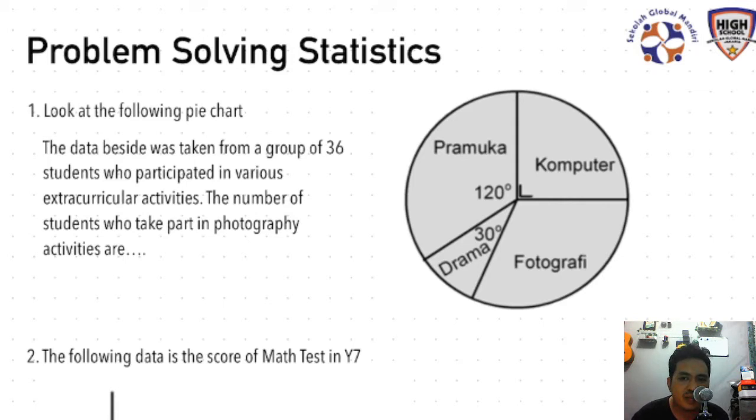This is the data of 36 students who participated in various extracurricular activities. The question asks you to find the number of students who take part in photography. So we want to find how many students join photography activities.